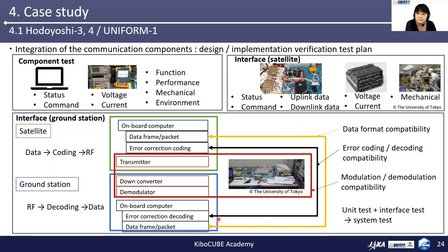The RF data path is also verified by connecting the onboard modulator and the ground station demodulator directly using pseudo random input data. After checking all function varieties, the whole flow is tested. Taking these kinds of steps, the system error points can be distinguished smoothly.